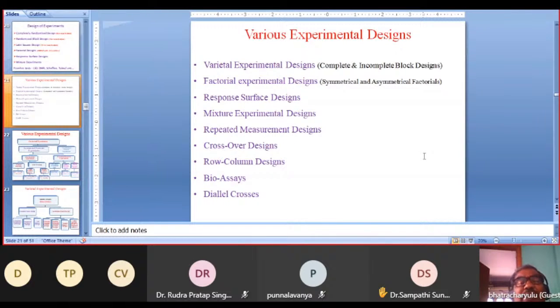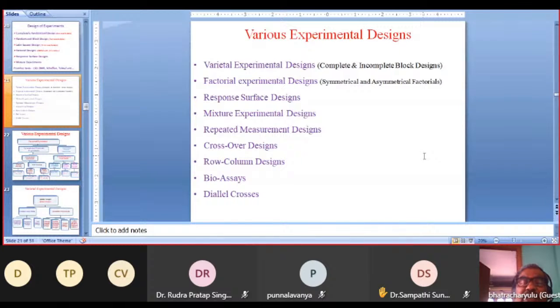various types, various varietal experimental designs. Varietal means we are testing the treatments directly. So these are the major ones, complete and incomplete block designs, like completely randomized design, randomized block design, lattice square design, balanced incomplete block design, partially balanced incomplete block design, Euler square design. These are all generally said to be varietal experimental designs.